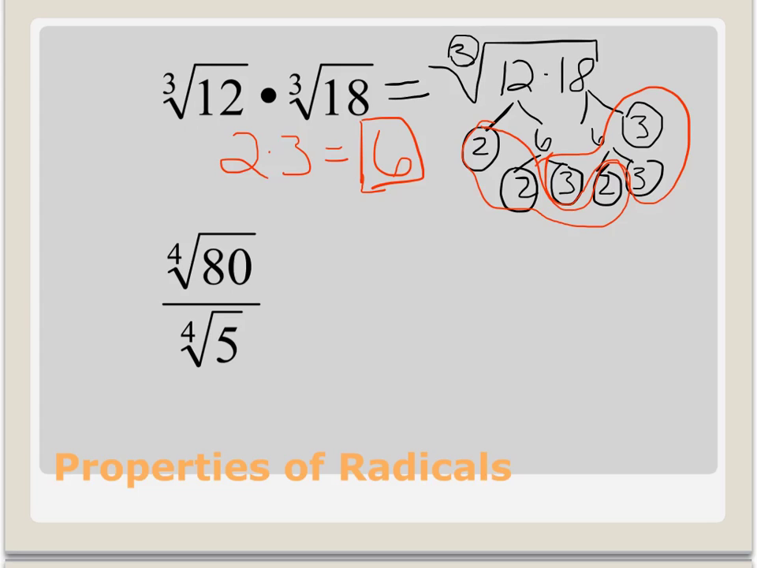So let's try now with division. So the 4th root of 80 and the 4th root of 5, they're both under the root sign, so I can combine them together and divide them.